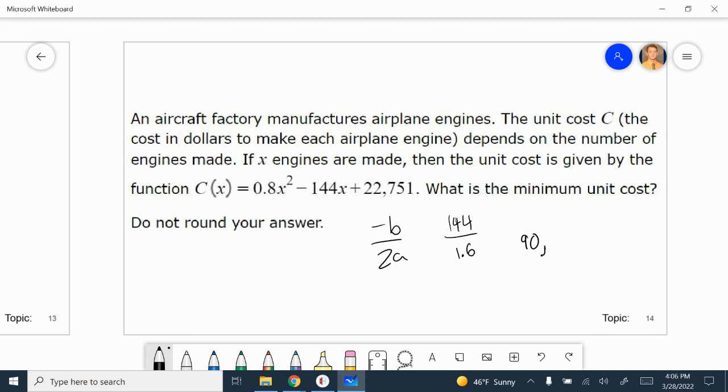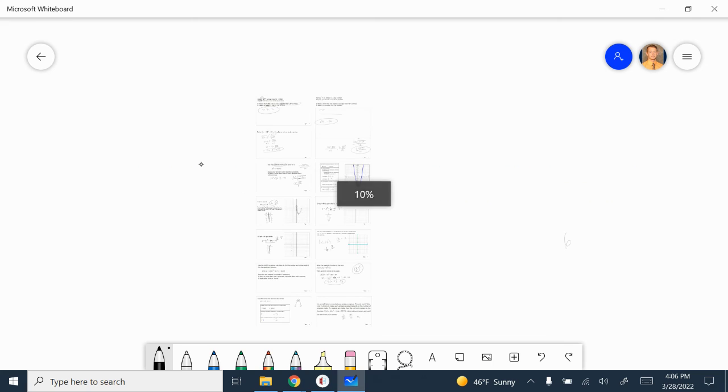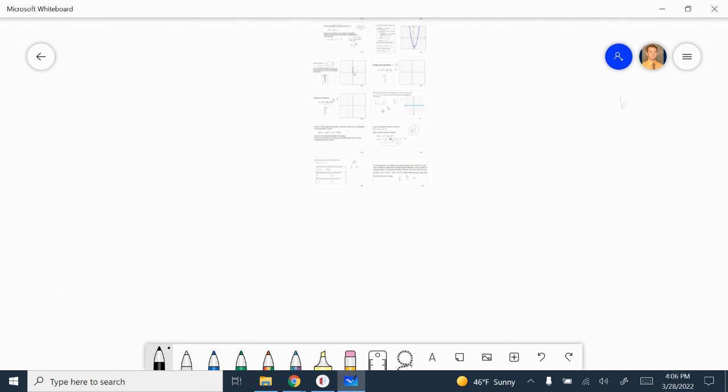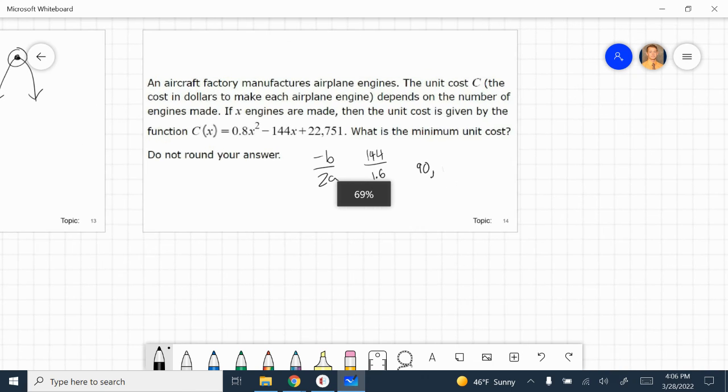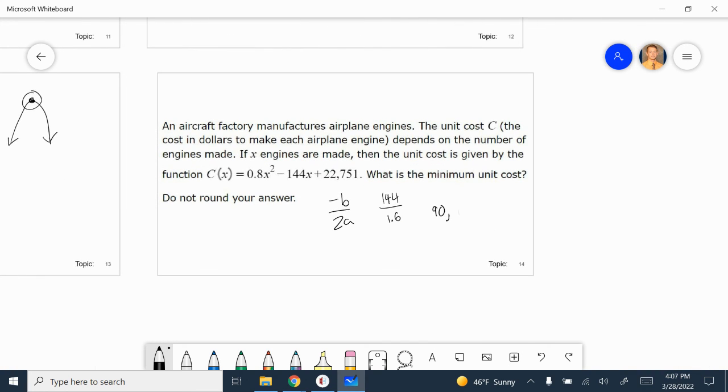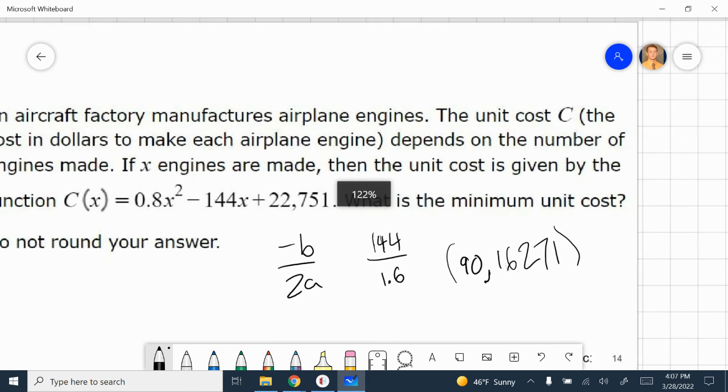0.8 times 90 squared minus 144 times 90 plus 22,751. I got 16,200. Oh, sorry about that. I have 16,271. So that's my vertex. I might go back onto Desmos later and see if I can find that, but I don't know why it wasn't showing up.